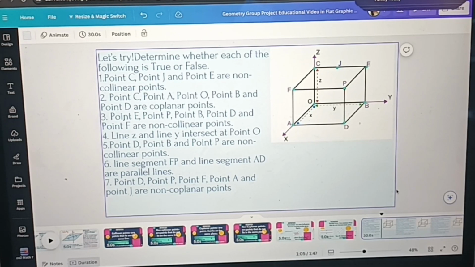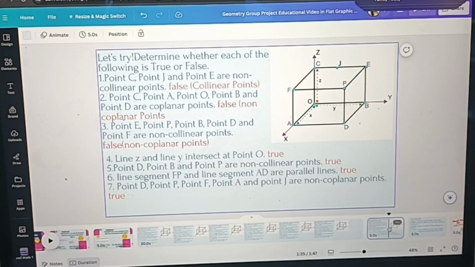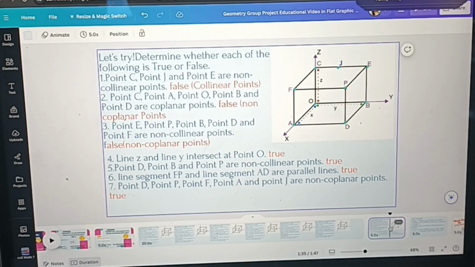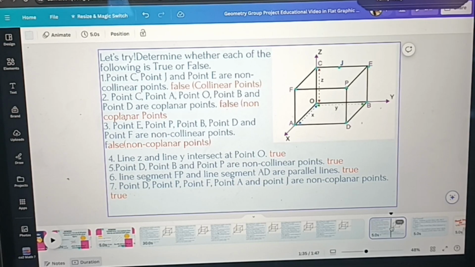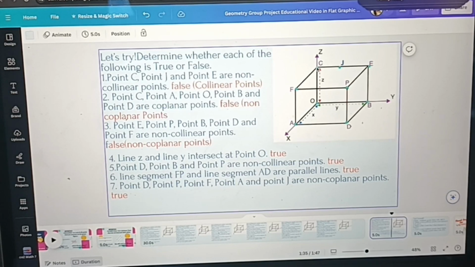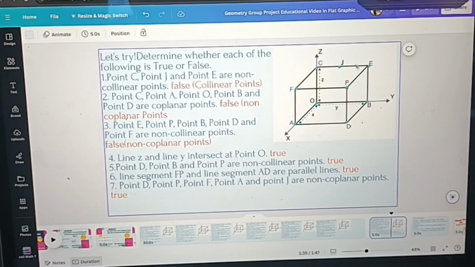Okay, we will now answer your activity. Let's try. Number 1: point C, point J, and point E are non-collinear points. Of course, it is false, because as you can see, if you connect them, it forms a straight line. Therefore, when we talk about a straight line, we are talking about collinear points. So the correct statement is: point C, point J, and point E are collinear points.